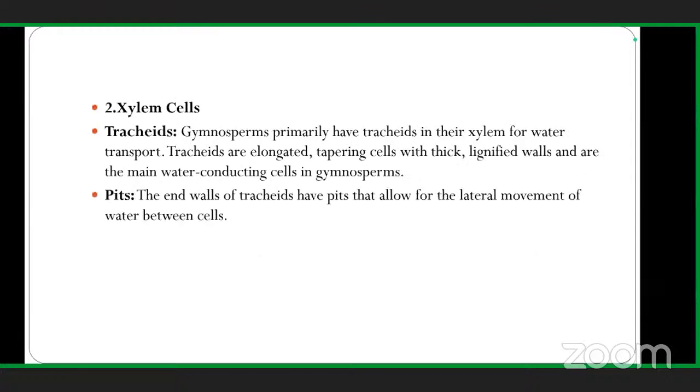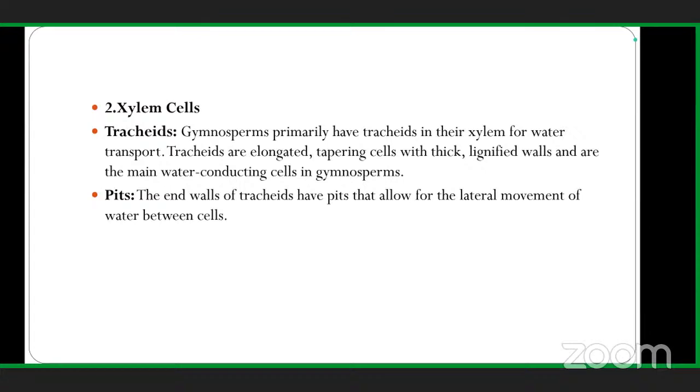Next is xylem cells, which are tracheids. Number one, xylem cells are composed mainly of tracheids. So gymnosperms primarily have tracheids in their xylem for water transport. Tracheids are elongated, tapering cells with thick lignified walls and are the main water-conducting cells in gymnosperms. Pits: the end walls of tracheids have pits that allow for the lateral movement of water between cells.